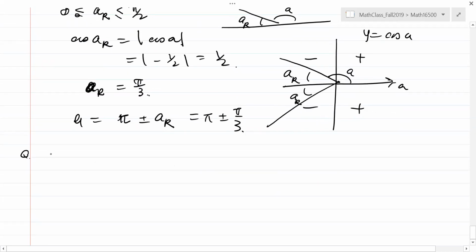And finally, I want to find the following derivative. Find the derivative of sine theta over 7.